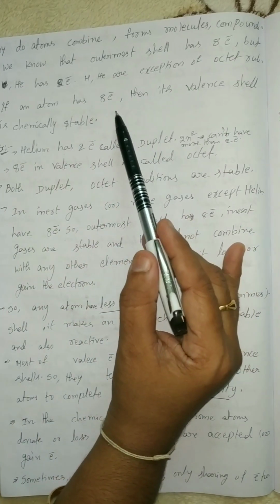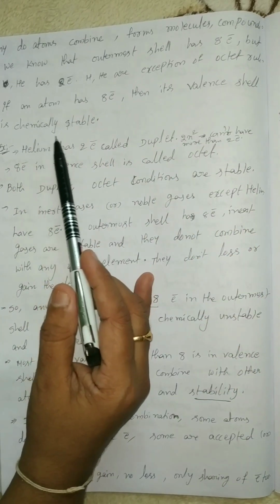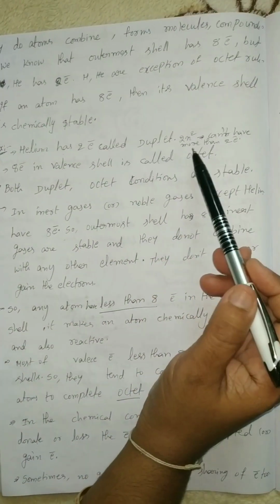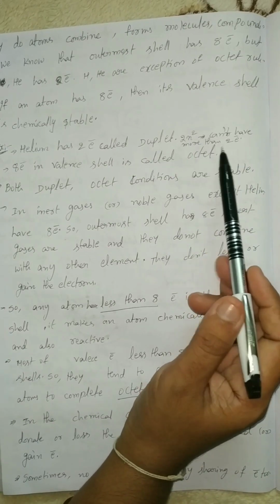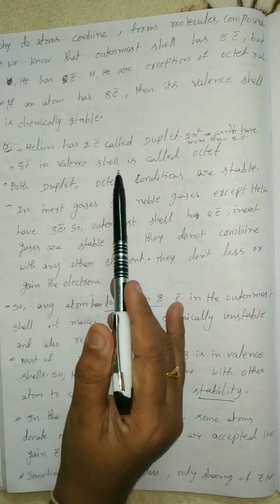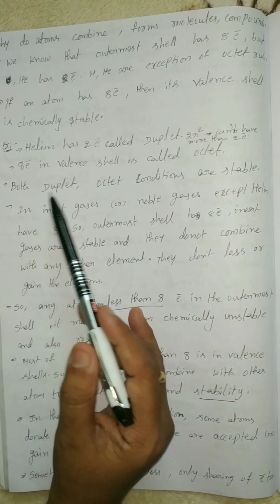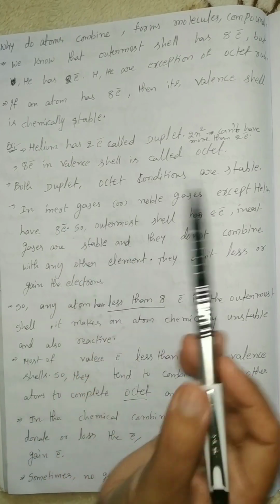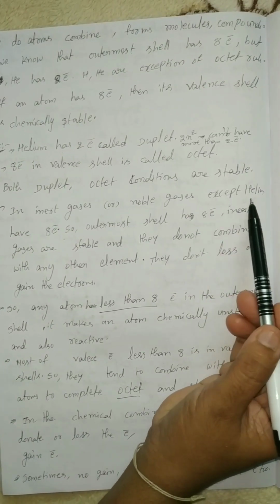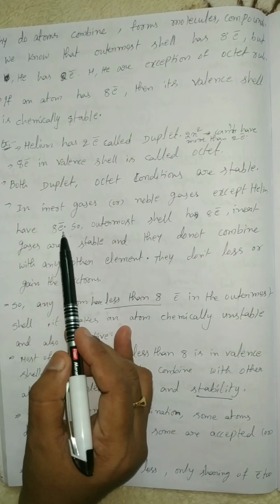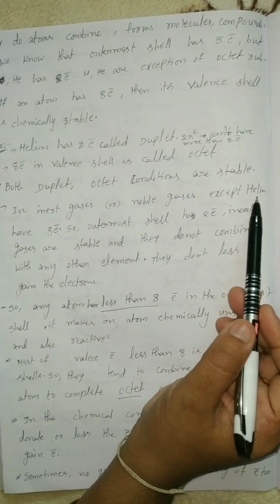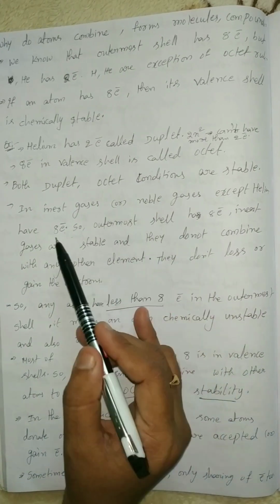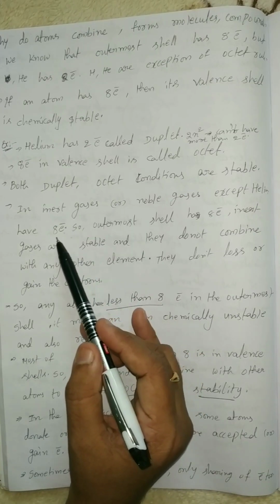If an atom has 8 electrons, then its valence shell is chemically stable. For example, helium has 2 electrons, called duplet. It means 2n squared, it can't have more than 2 electrons. 8 electrons in the valence shell is called octet. Both duplet and octet conditions are stable in inert gases or noble gases. Helium has 2 electrons. It is a small element. But except helium, the inert gases or noble gases have 8 electrons.